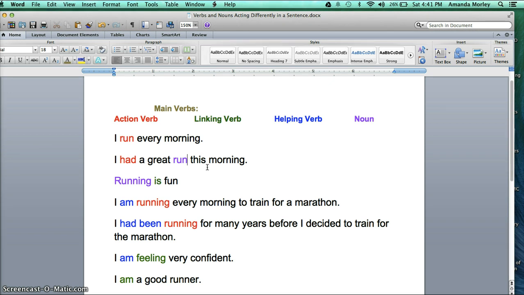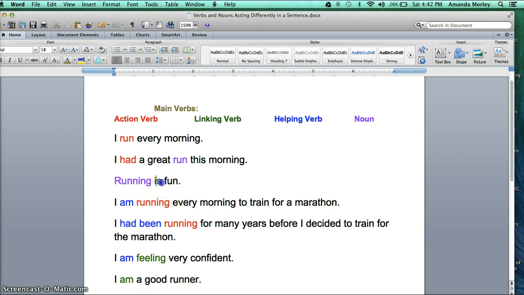Okay? How about this one? Running is fun. Should put a period there. Running is a thing now. It's an idea. It's a concept of something that I can do. This activity, this exercise. You know, it's an idea. It's not something I can possess, but it's an abstract noun. It is a noun. This thing, okay, is fun.